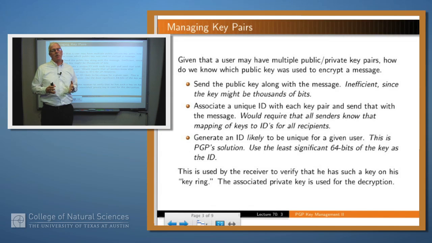So what actually happens in PGP is you generate an ID for the pair which is likely to be unique but may not be. And that ID is the last 64 bits, the least significant 64 bits of the public key. And so when someone sends me a message, they actually send me that key ID along, and then I can just do an associative search on my list of keys to see which one matches. And with very small probability, there may be a collision.